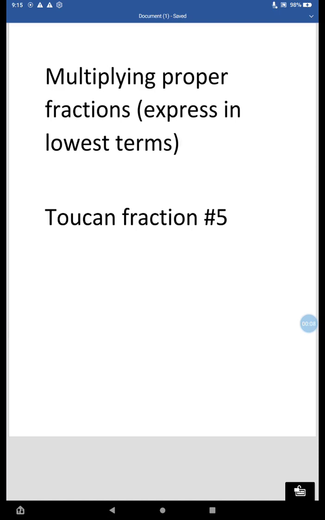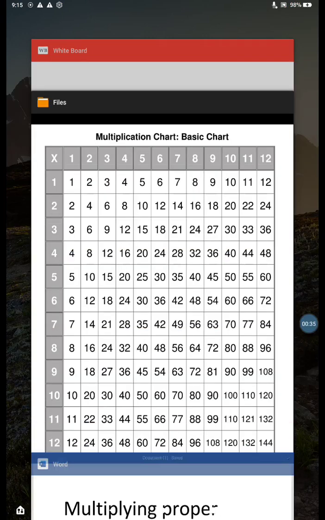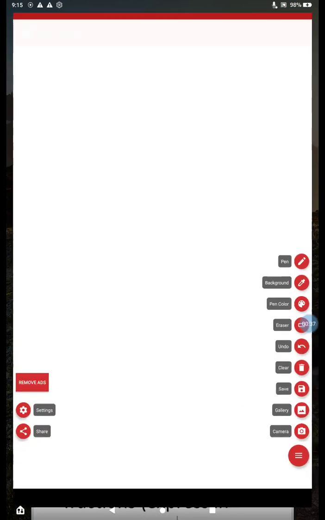We're going to take a look at our first math lesson today. So pull out your math packet. It has a toucan at the top with the question mark above his head, number 5 at the bottom. Today we're going to be learning how to multiply proper fractions and then express them in lowest terms. Last week we did cover how to multiply proper fractions. Now today we're adding a step of expressing them in lowest terms. Let's take a look at our first example.